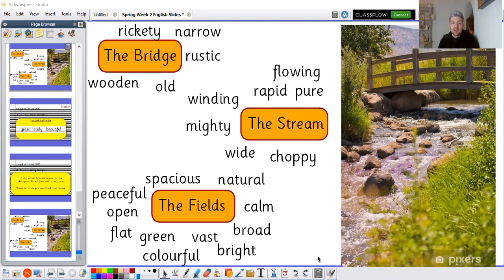And once you've finished, we will have a full setting description that we have been working on so hard this week. We will have described the bridge, the fields, and the stream. So we'll be able to give our reader a really good idea of where our story is going to be set. Then when we get on to the writing stage next week, when we're thinking about writing our Billy Goat's Gruff story, you can really start to pick out some of those words and those adjectives you've been using and put them into your story to really strengthen your stories next week.